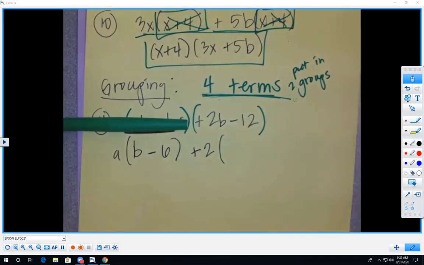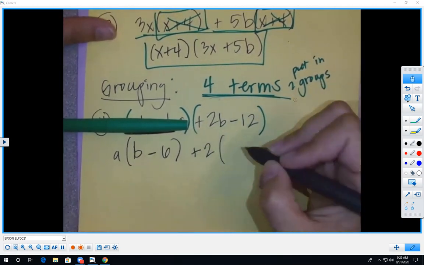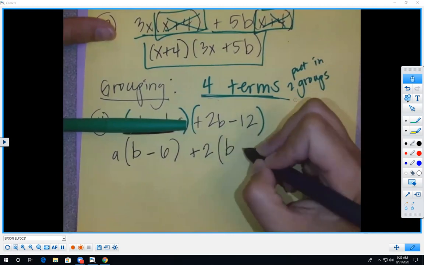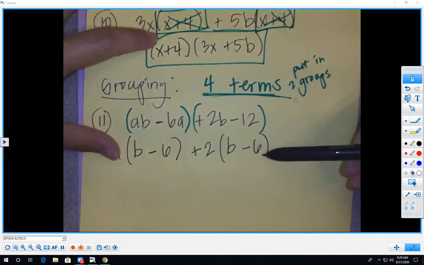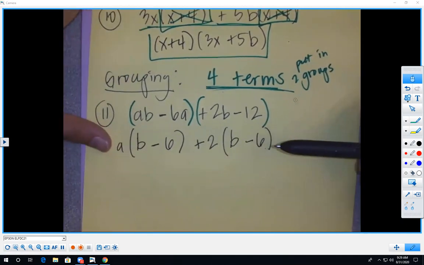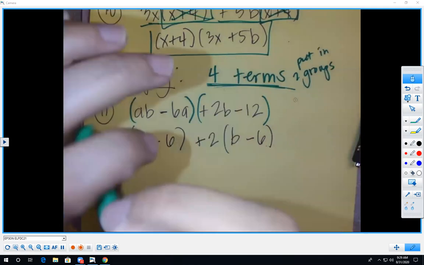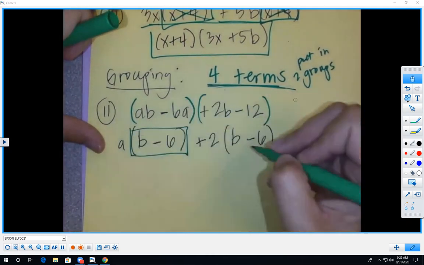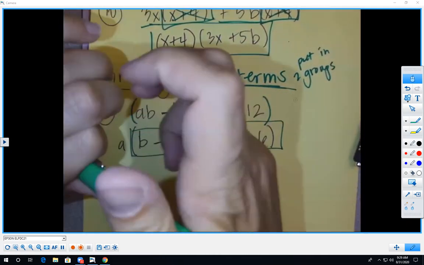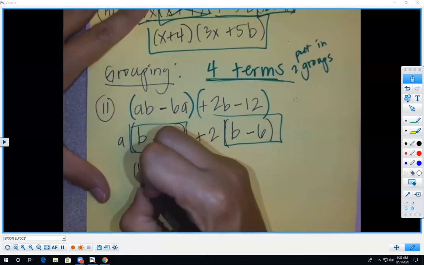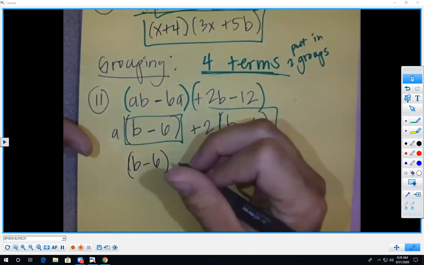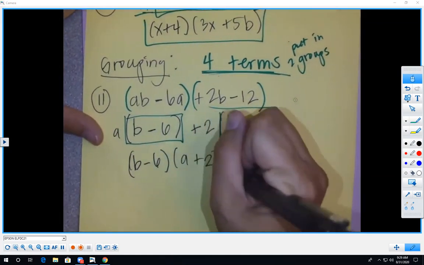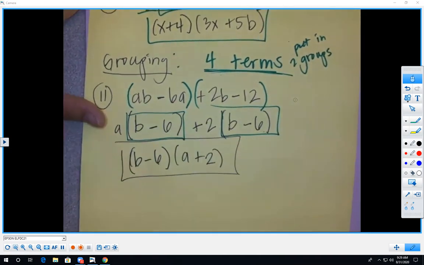Open my parentheses. When I factor out the 2, what's left over on the inside? B minus 6. And now notice, this looks like the problems we just did. What's the greatest common factor now? Yeah, this inside piece now is what matches. I'm going to pull that out. So b minus 6 at the beginning in parentheses. What's left over? A plus 2. And that's your answer.